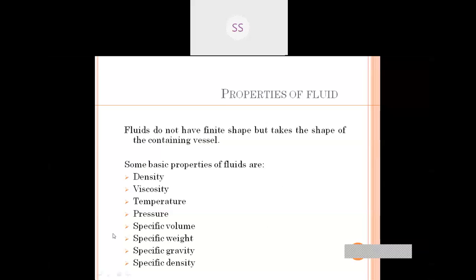The next property is pressure. It is the force per unit area of a fluid. Always remember, pressure is always downward in direction. Pressure of a fluid is the force per unit area of the fluid. Pressure is denoted by the symbol small p. The unit of pressure is Newton per meter square.